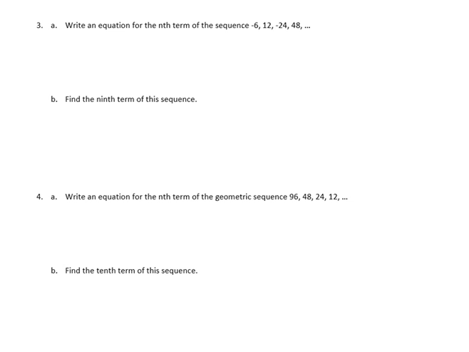Write the equation for the nth term of the sequence -6, 12, -24, 48, etc. So I need to know a couple of things. I need to know what my first term is, which is -6. I need to know my common ratio. Well, to get from -6 to 12, I'm multiplying by -2. So r is -2.